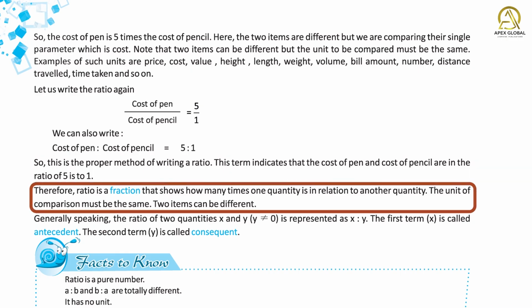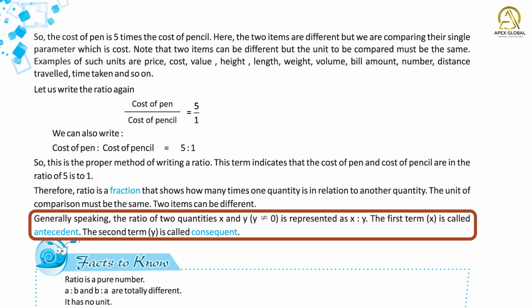Therefore, ratio is a fraction that shows how many times one quantity is in relation to another quantity. The unit of comparison must be the same. Two items can be different. Generally speaking, the ratio of two quantities x and y, where y is not equal to 0, is represented as x ratio y. The first term x is called antecedent. The second term y is called consequent.